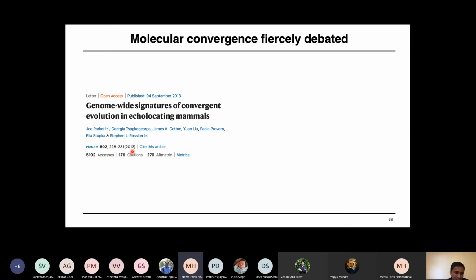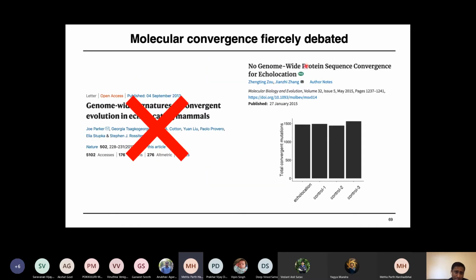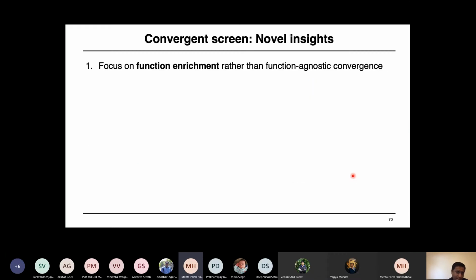In Nature in 2013, there was a paper that appeared which argued for it. They observed a large number of convergent mutations shared by these mammals, especially in the hearing-related genes, so they thought that yes, there is molecular convergence that underlies phenotypic convergence for a trait like echolocation. But then a few years later, another paper came up in MBE which tried to disprove it, because they said that when you compare it to control groups, they have exactly the same number of convergent mutations, and so there is no real evidence to say that molecular convergence underlies phenotypic convergence. And so in our PNAS paper we decided to try and resolve this debate.